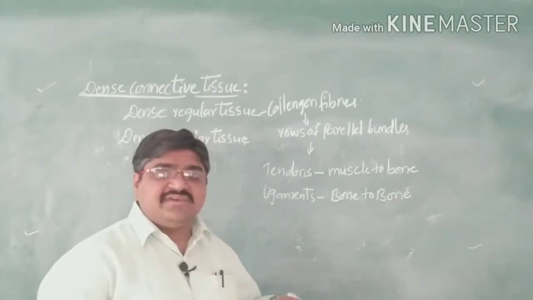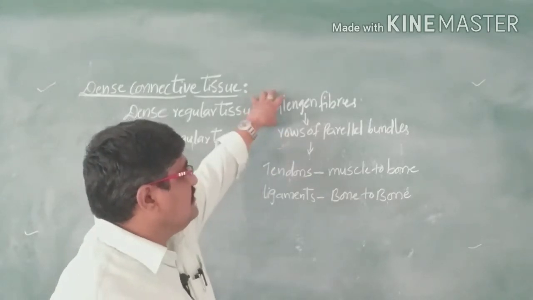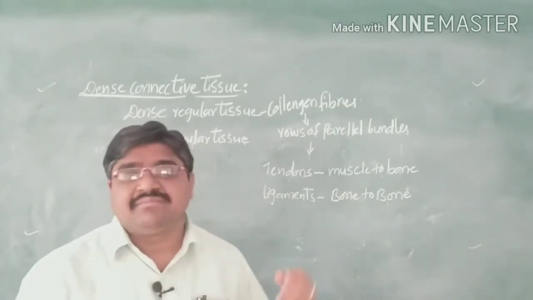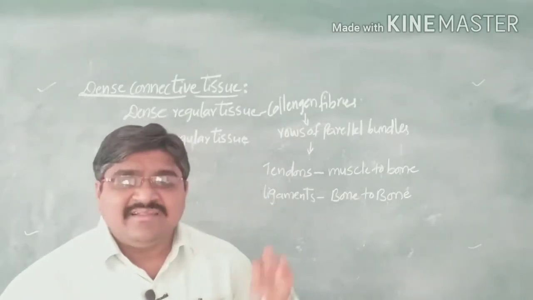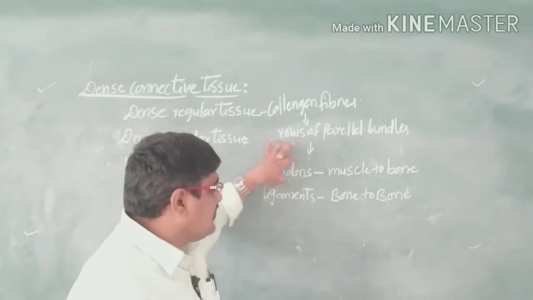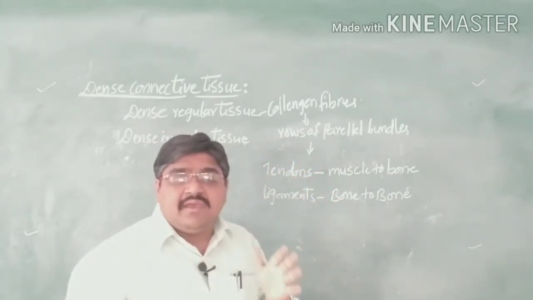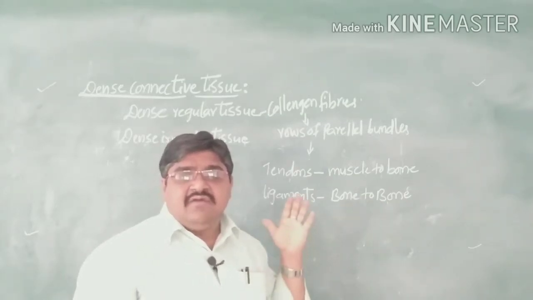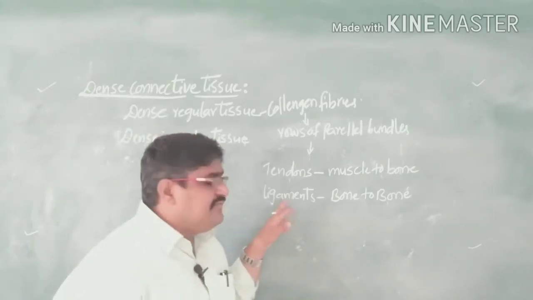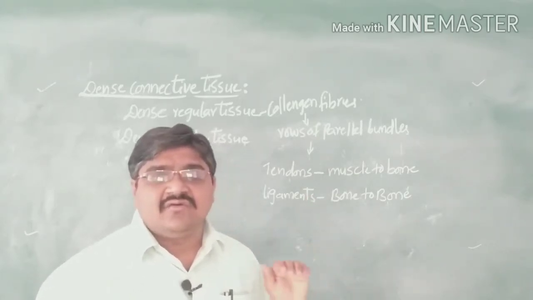In these we have fibers, along with the fibroblasts; the collagen fibers are present in the form of rows of parallel bundles. In between the parallel bundles, two types are present: tendons and ligaments. Tendons are connective tissues which connect a muscle to a bone, and ligaments connect one bone to another bone.